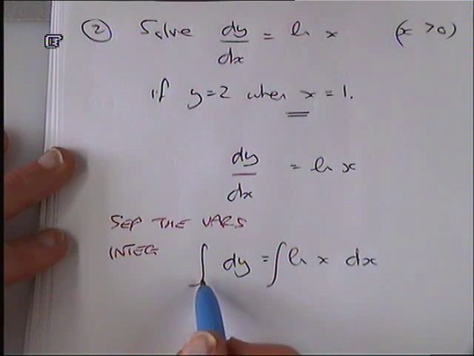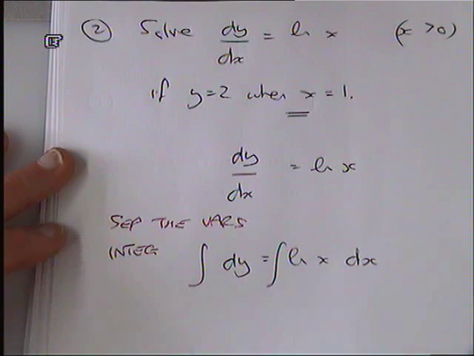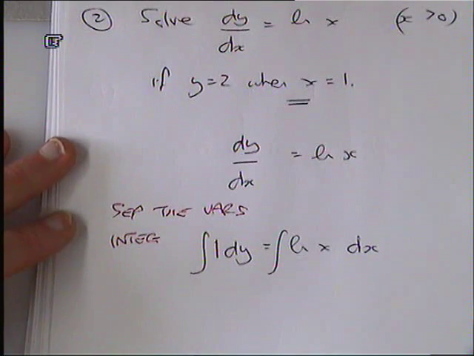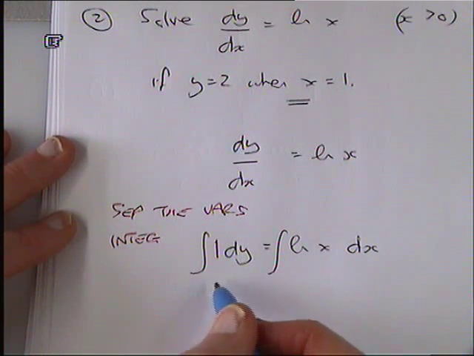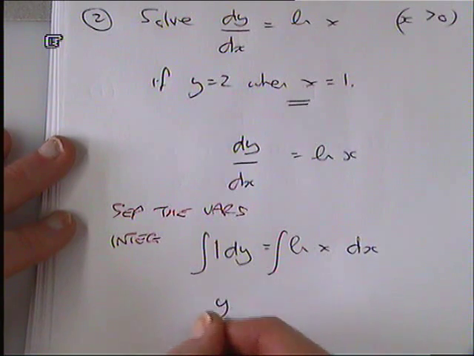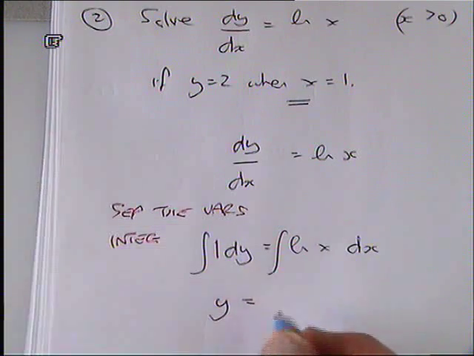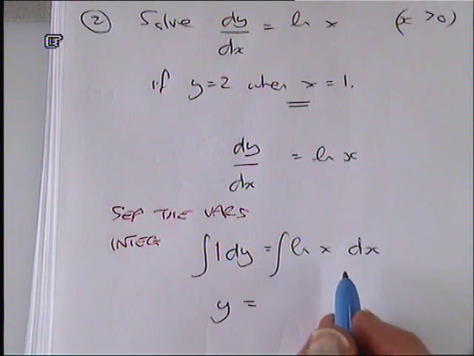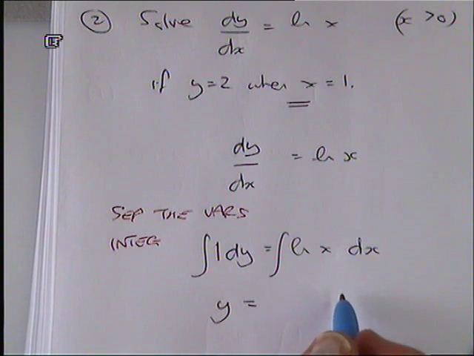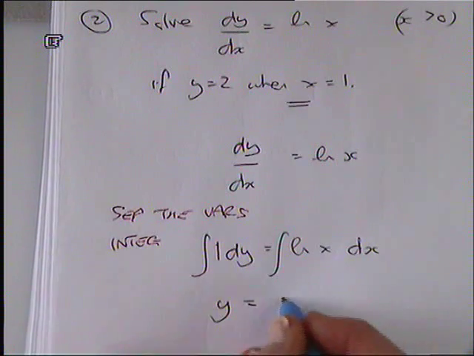What is it useful to write if there's nothing between the integral sign and the dy or dx bit? Useful to write in there a 1. Okay, so integrate 1 with respect to y, we get y. Integrate log x with respect to x. Can you remember the result I suggested you remember when we did integration by parts? It's a useful one to remember, saves you an awful lot of work. x log x, that's part of it.